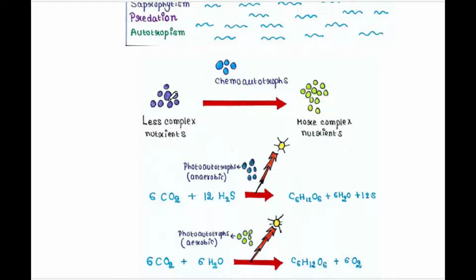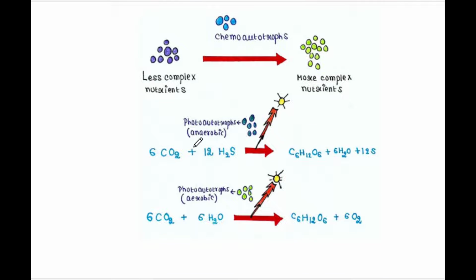Some cells used less complex nutrients and synthesized more complex nutrients. These are called chemoautotrophs. Evolution of chlorophyll molecule enabled some cells to utilize light energy and synthesize glucose. Those were termed photoautotrophs. The first photoautotrophs were anaerobic, since oxygen was unavailable at that time.